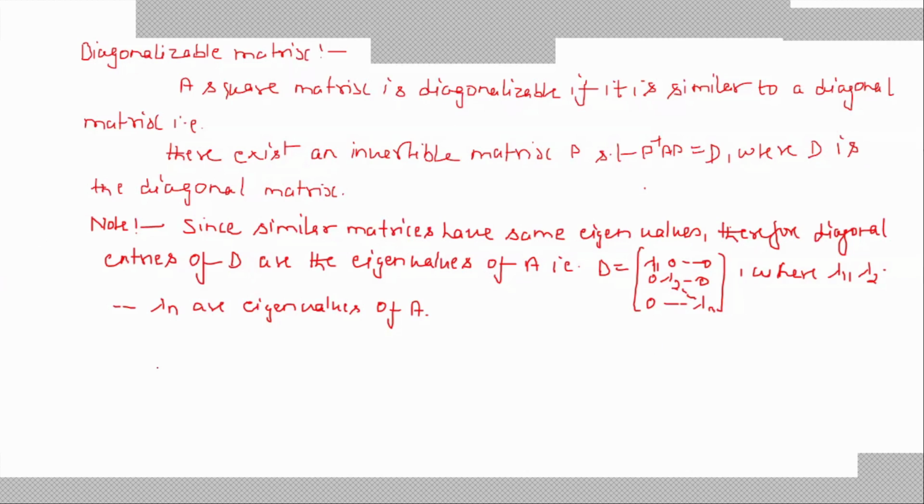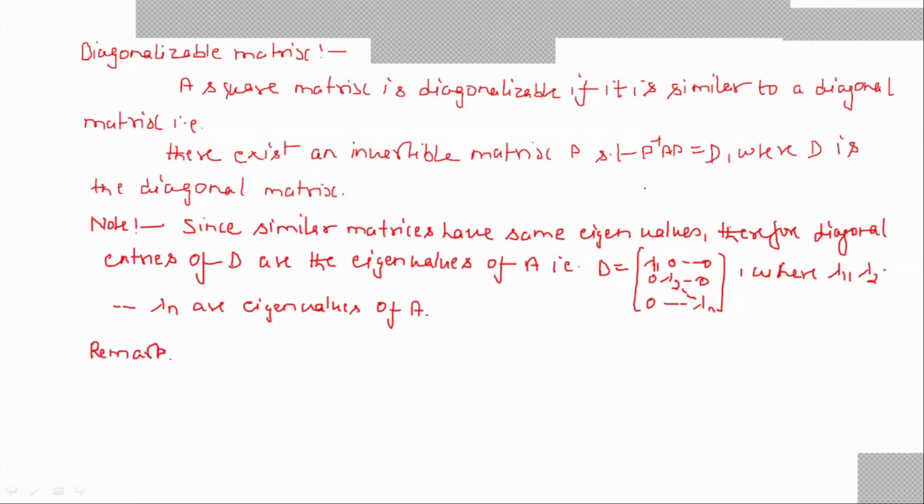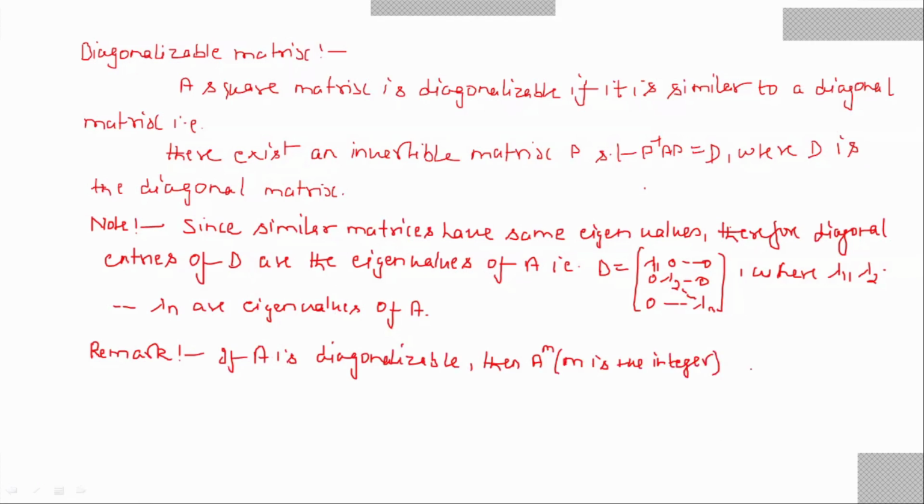Now we have a remark: if A is diagonalizable, then A raised to power m, where m is some positive integer, is also diagonalizable. Okay, now can you prove this?